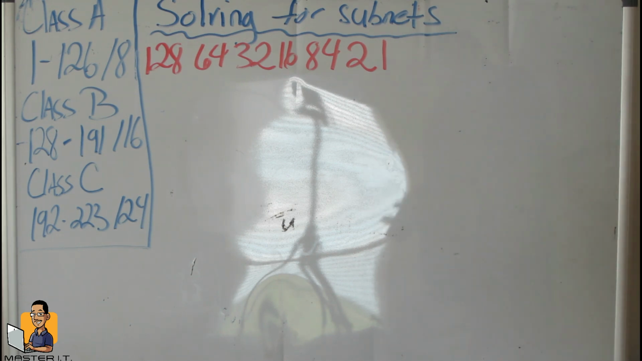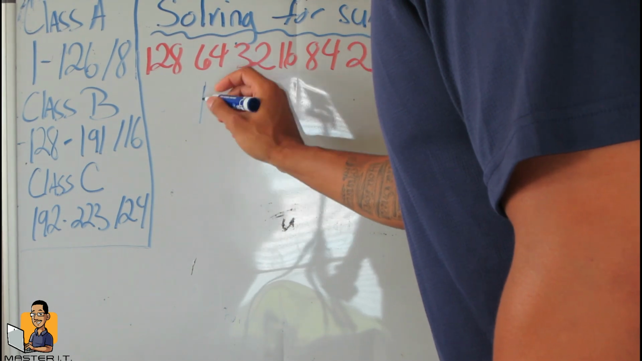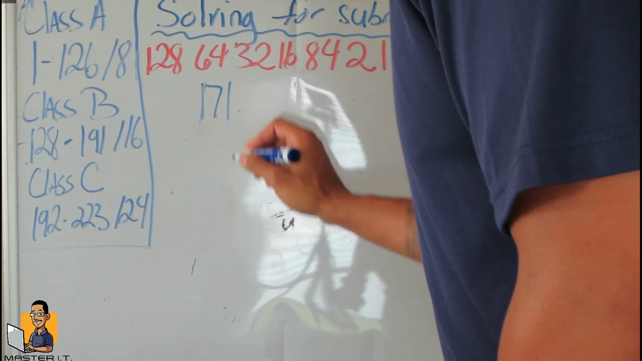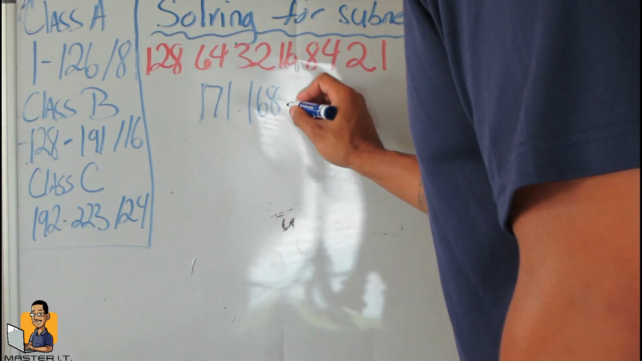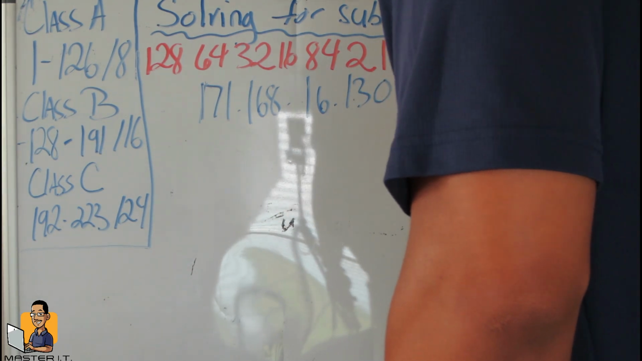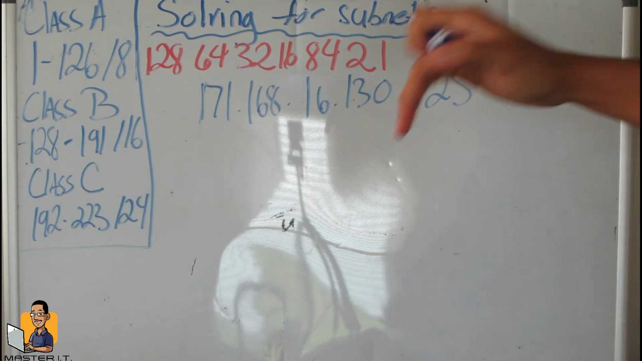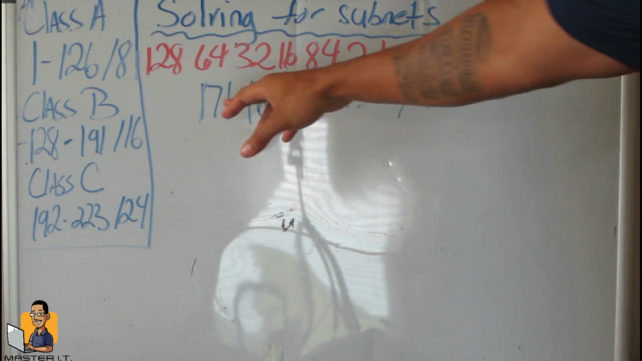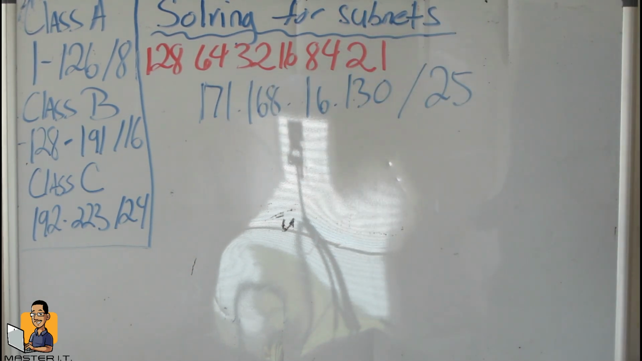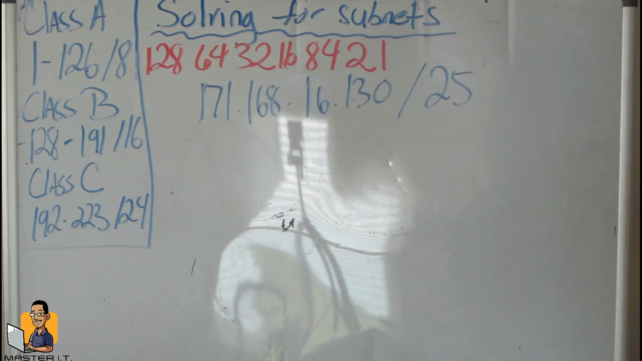Now, continuing with what we had before, we're going to use the exact same IP address and exact same CIDR, and figure out how many subnets we can get from this. The IP address was 171.168.16.130 with a CIDR of 25. The first thing you have to do when solving for subnets is figure out what class of IP address this is. It starts with 171, so what class would that fit inside? Perfect. This is a class B IP address.